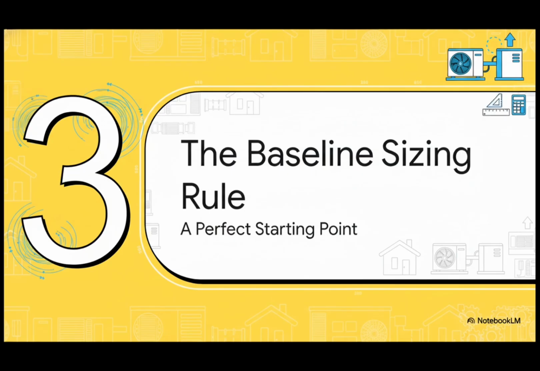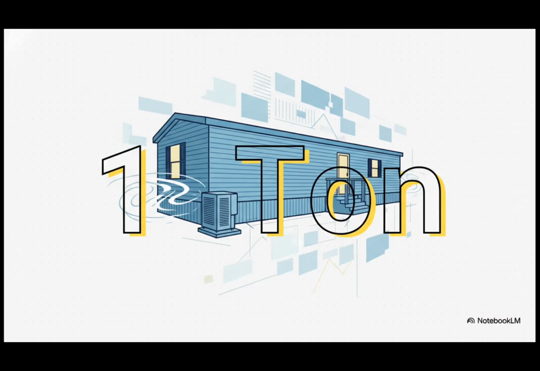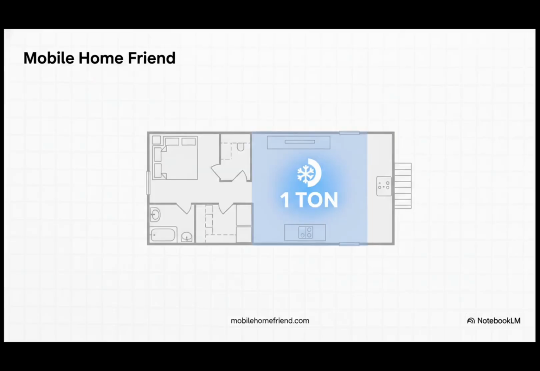Let's talk solutions. Where do you even begin? Well, the good news is there's a really solid rule of thumb that gives you a perfect starting point. The number you need to remember is 1 ton. 1 ton of cooling power for every 500 to 600 square feet of your home. That's the industry standard for manufactured homes, and it's a super simple, really effective place to start your math.